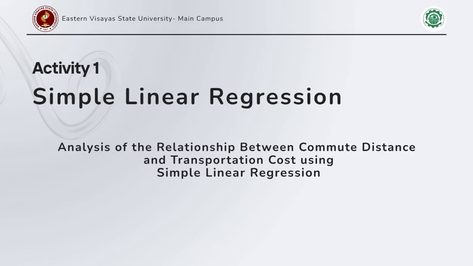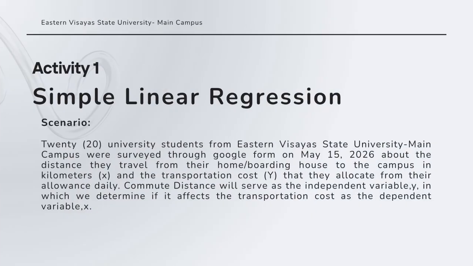So in our culminating activity, we chose to study the analysis of the relationship between commute distance and transportation cost using simple linear regression. So I have here a scenario. 20 university students from Eastern Visayas State University main campus were surveyed through Google Form on May 15, 2026 about the distance they travel from their home or boarding house to the campus in kilometers, X, and the transportation cost, Y, that they allocate from their allowance daily.